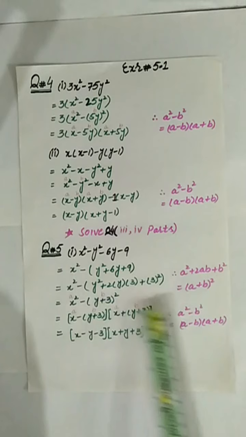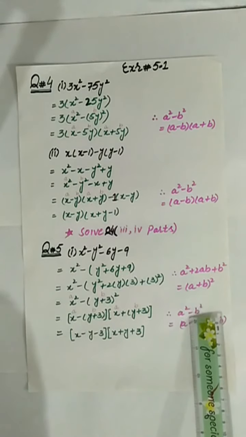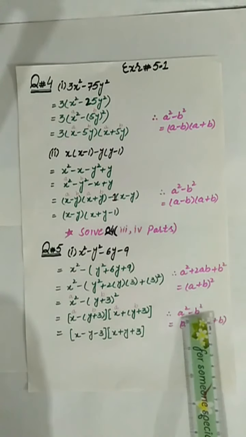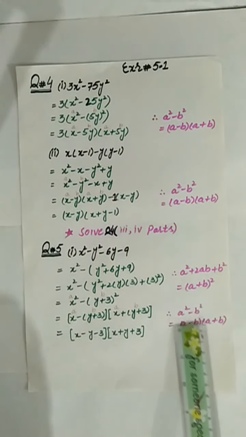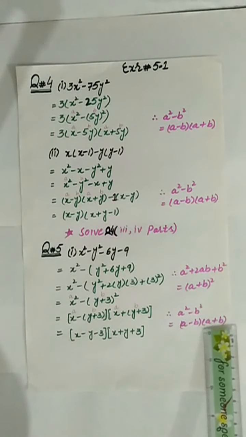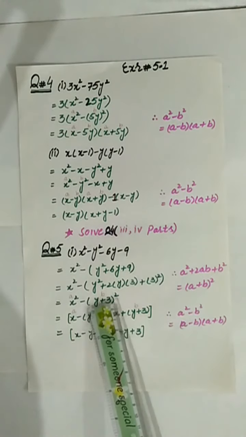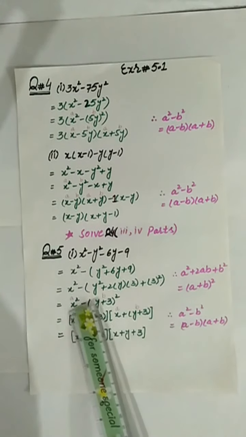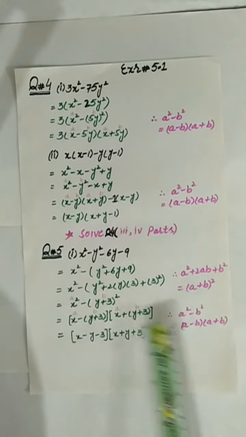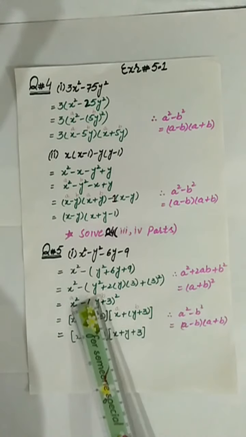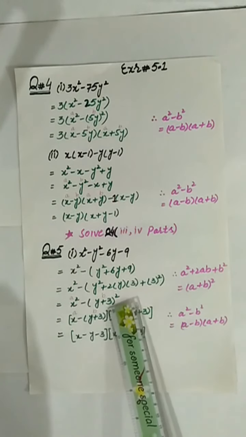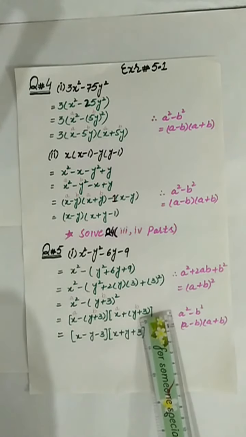Now this expression is in the form of a square minus b square, so we will use the formula of a square minus b square, which is a minus b into a plus b. The formula of a square minus b square opens into two factors, the first with the negative sign and the second with the positive sign in their center. By using this formula, we will write it as a minus b, first x minus y plus 3, and then a plus b, meaning x plus y plus 3.